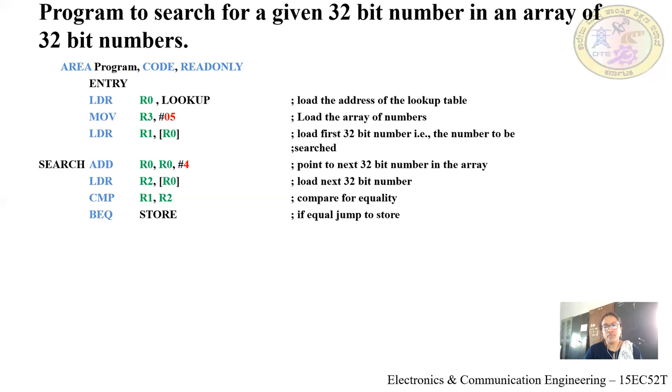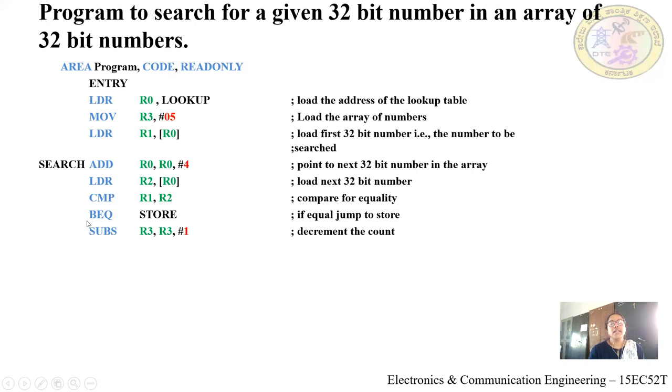Branch if equal to. If for the first time when we're comparing, we find that the number is equal, that means the search number is found, what we'll do? We will go to the label named store. So in the first step itself, if we get the number which we are searching, we can stop the program. If not, we continue comparing with the next number. So if equal, we will jump to the label store.